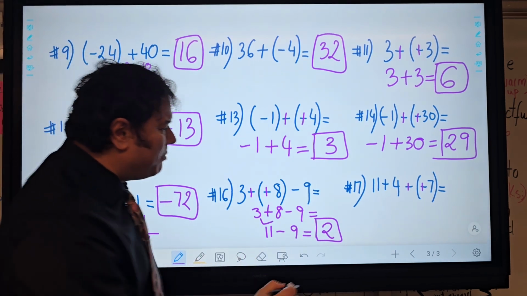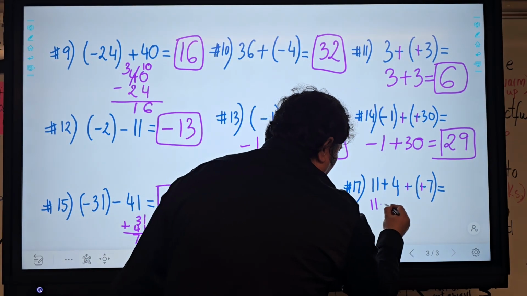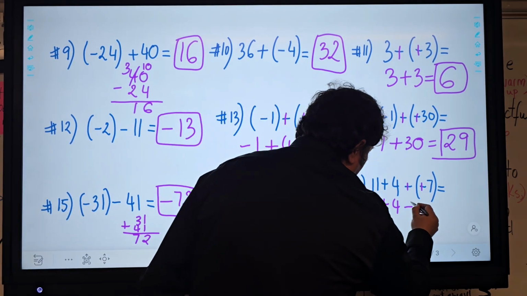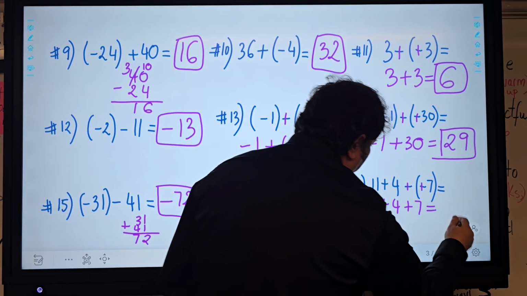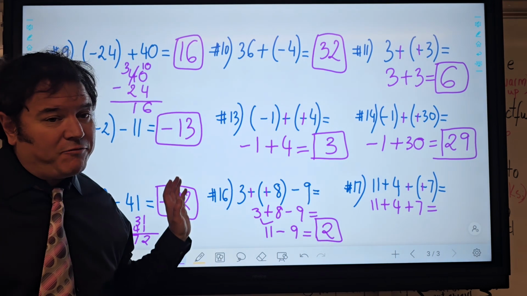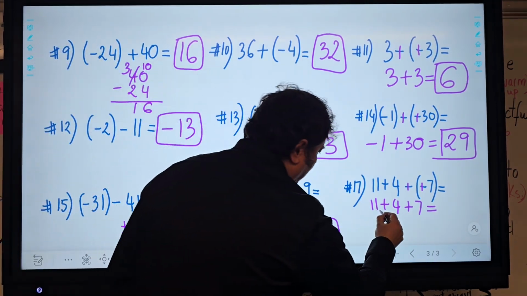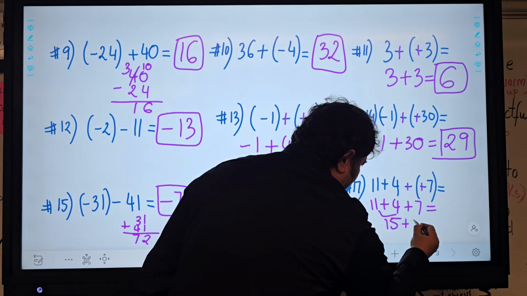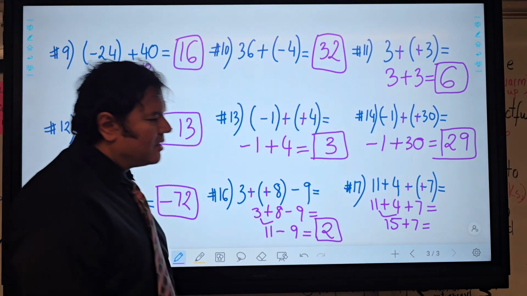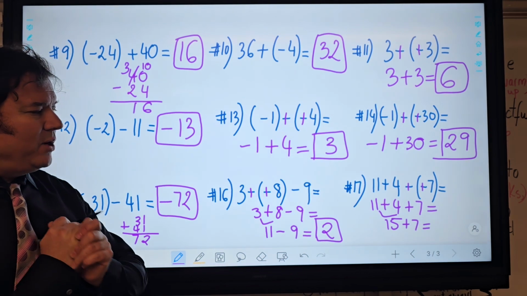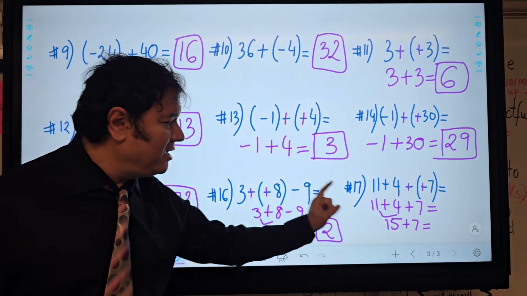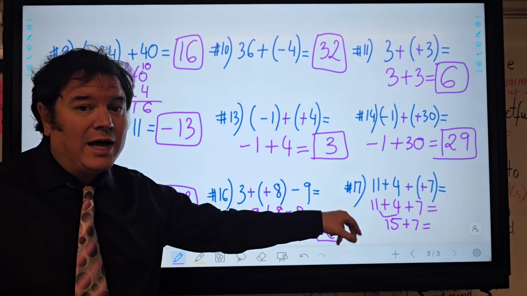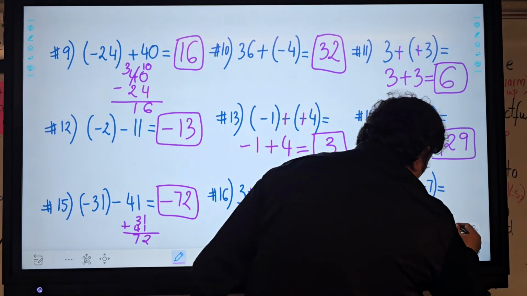Now let's rewrite the problem. So we have 11 plus 4. And now we have plus 7. So we are going to add a whole bunch of positive numbers there. Again, from left to right. So 11 plus 4, we get 15. So we have 15 and then plus 7. So 15 plus 7, we have 22. From 15 to 20, we had 5, which is 20, and then we have to add 2 more. So the final answer is 22.